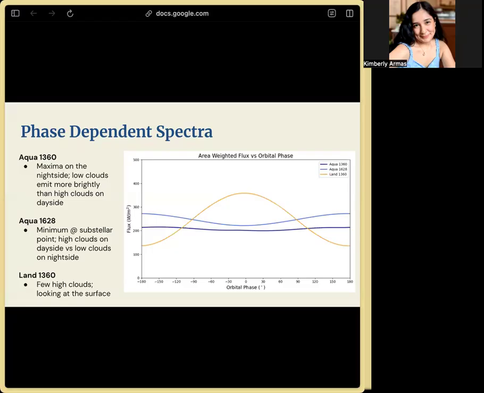Whereas for the land planet, there is a maximum on the day side centered around the substellar point, which is expected and more intuitive since this planet only has a few high-level clouds. So you're really looking at the surface of this planet.